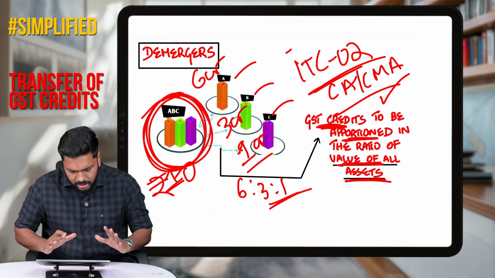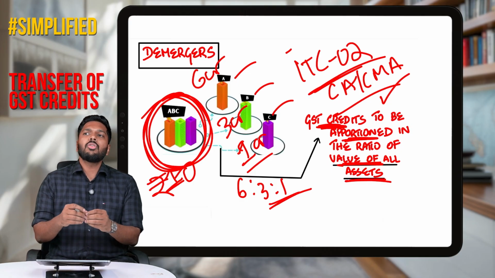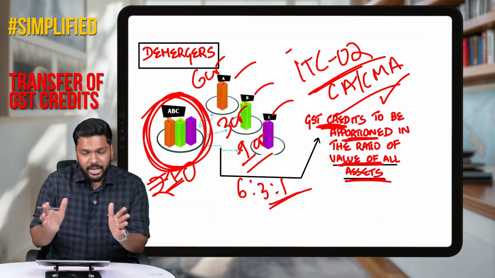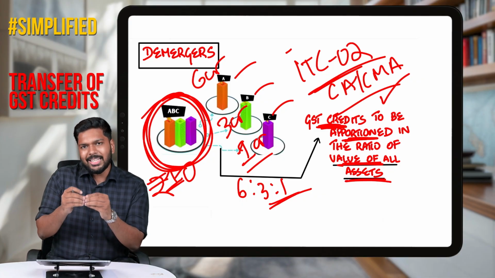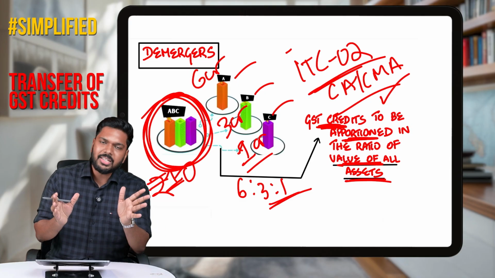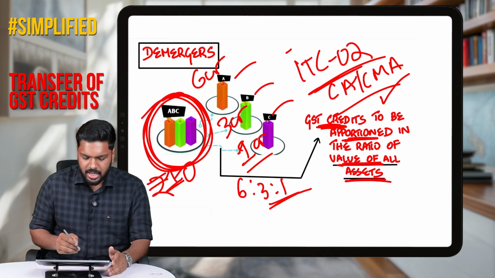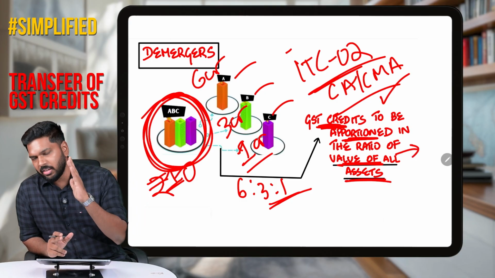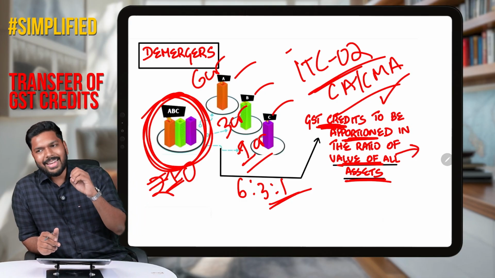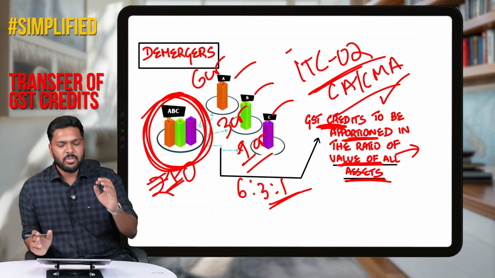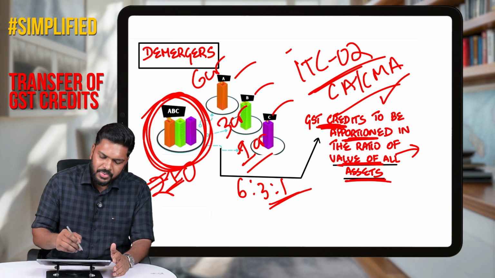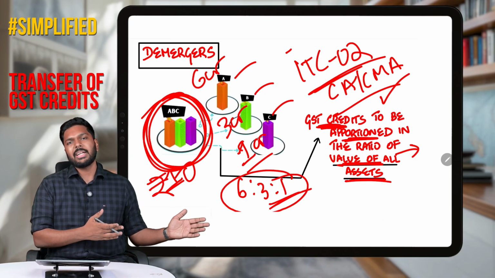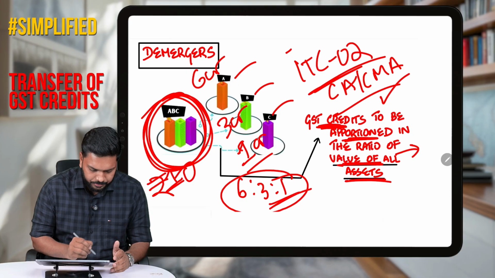So the only cause of concern here is how to apportion unutilized ITC in the ratio. It should be apportioned in the ratio of all the assets of the company split into the different companies. So take all the assets on which you take or don't take GST credits, calculate the value of assets in the separate entities, see the proportion which is 6:3:1, and then apportion whatever is the unutilized ITC remaining with ABC company.